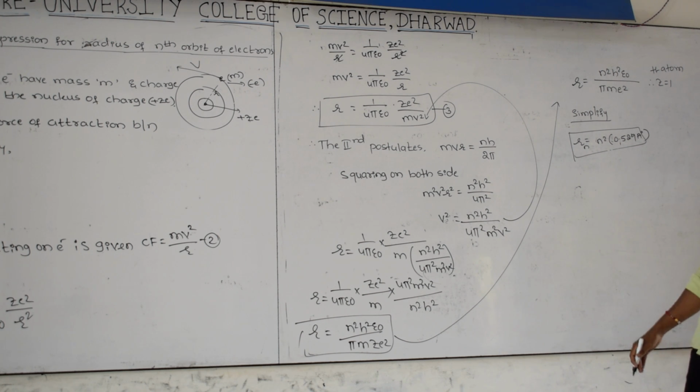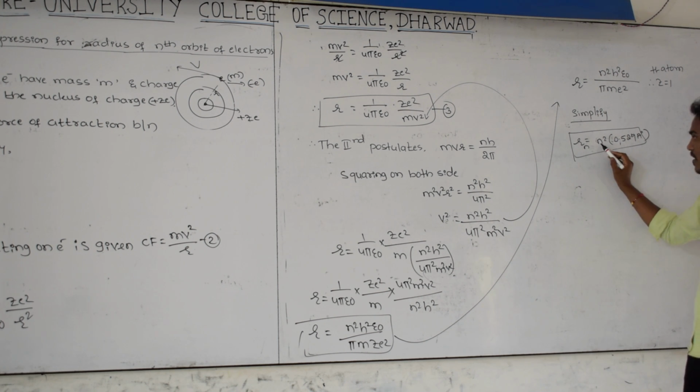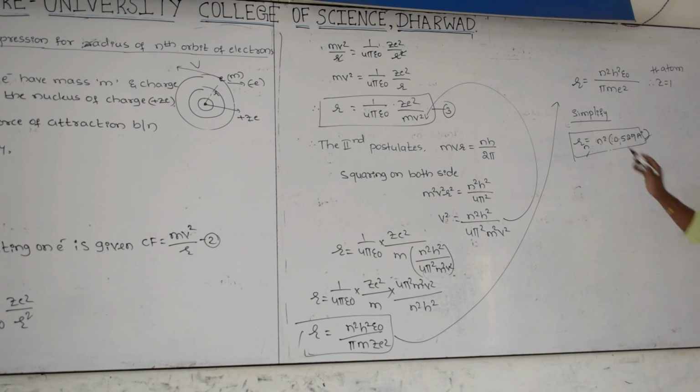By using this formula, you are able to calculate the radius of any given orbit, and here n is there. If you want to calculate the first orbit radius, substitute n as 1. If you want to calculate the radius of the second orbit, substitute n as 2. Or if you want to find the radius of the nth orbit, or an infinite orbit, substitute accordingly. That's why, by using this formula, we are able to find the radius of any given orbit depending upon this n value. And this is the radius equation.